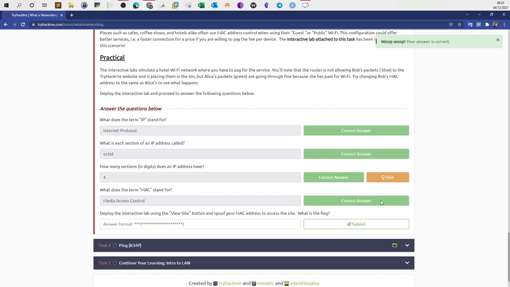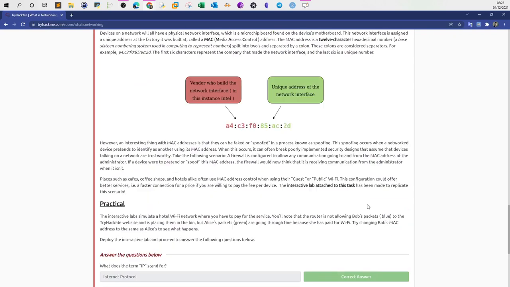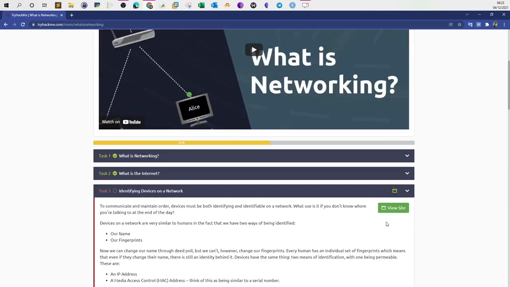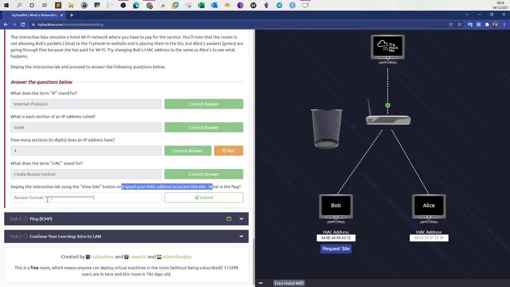All right, next one. Deploy an active lab using the View Site button and spoof your MAC address to access the site. Let's see what that interactive lab is. So here we have the interactive lab, and we can see Alice is sending requests to the router, and the router is routing the request to tryhackme.com. So Alice is able to reach TryHackMe. Conversely, Bob is not able to reach it, as you can see. There are no clear requests sent from Bob to TryHackMe, which means that the router has some mechanism blocking requests from Bob.